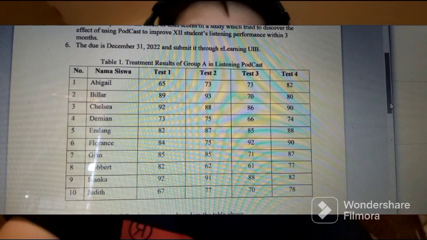This is a table, treatment result of Group A in listening podcast. There are 10 students, and there were 4 tests held with different scores they achieved. So at this moment I will try to explain and prove the hypothesis of this study.